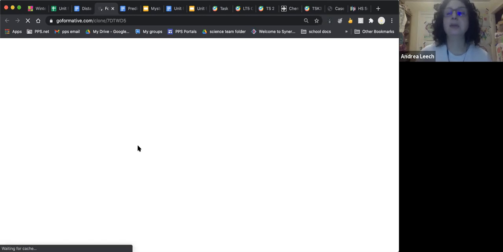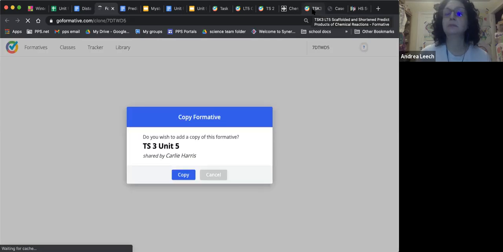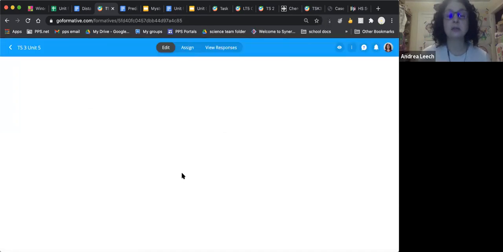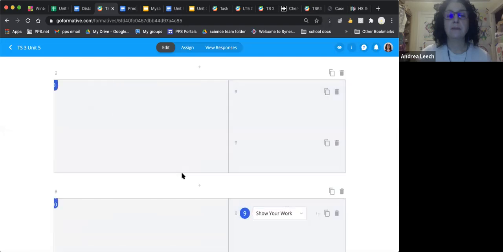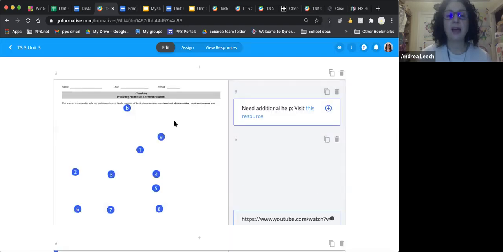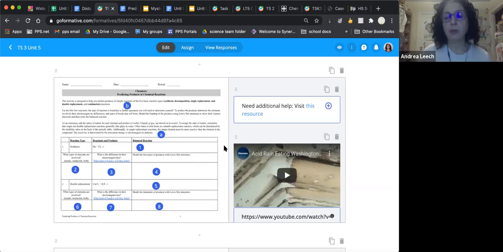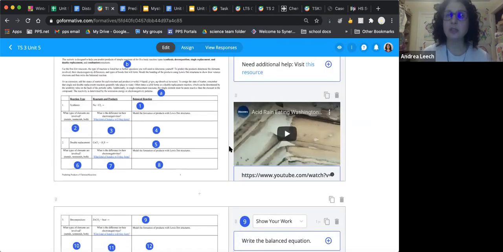So in a minute, this should come up unless I already have it up. It usually comes up as you'll need to copy it as your own so that you can assign it to your classes. And then the Go Formative has that same paper, but then you can answer things in the Go Formative. So it's a lot easier for students to submit.